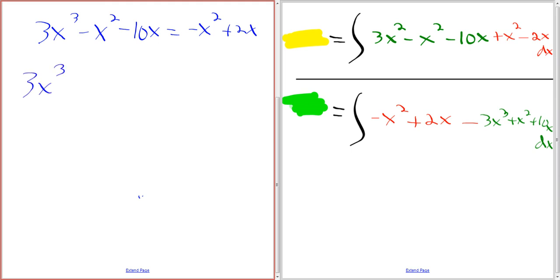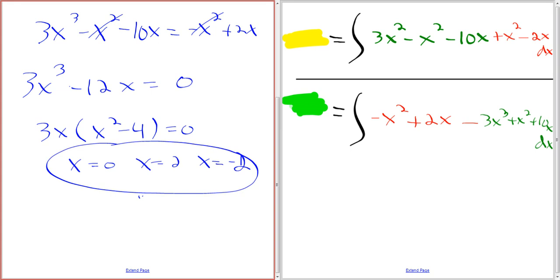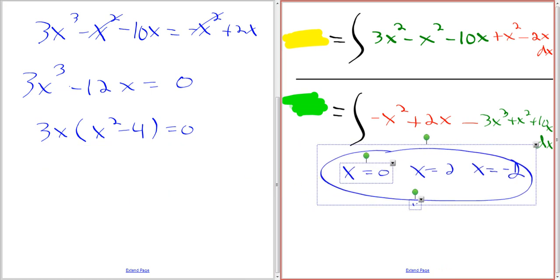So I've got 3x cubed, and this is just going to cancel out. And then I'm going to minus that, so I'm going to have minus 12x equals 0. So if I take out a 3x, I have x squared minus 4 equals 0. So I have x equals 0, x equals 2, x equals negative 2. These are my limits. These are the things that I need to have on those integrals. So I just need to simply take these over there, okay, and start thinking about what goes where.